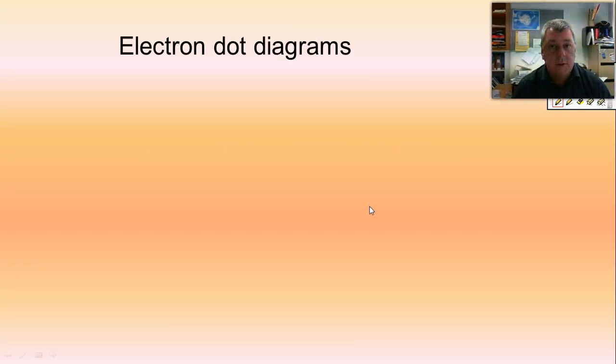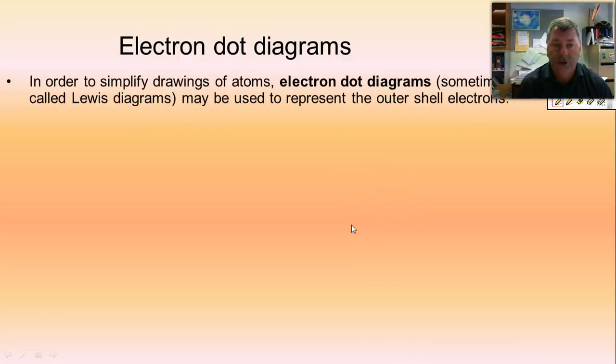Now electron dot diagrams are important because we use them for representing what's happening in the bonding in covalent molecular substances. And so we need to be able to represent the bonding and also the covalent bonds. They're a way of simplifying the drawing of atoms. They're sometimes referred to as Lewis diagrams and also valence shell dot diagrams. But electron dot diagrams or Lewis diagrams are the most common way they're referred to. And we're only representing the outer shell electrons. So it's a way of simplifying the drawing of atoms.